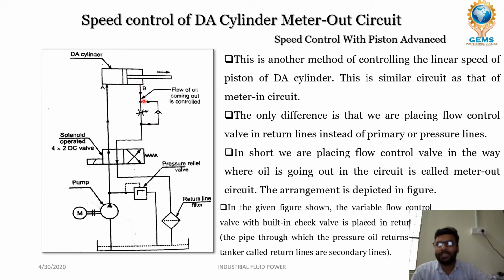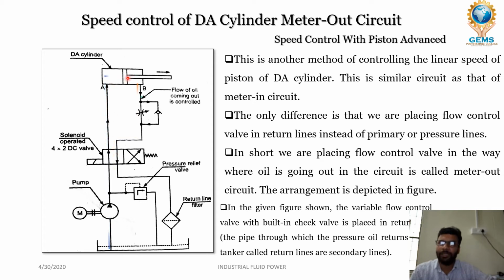In the meter out circuit, when the oil is coming out, that return oil is controlled. So this is called the meter out circuit. It means the oil coming out from the piston is controlled. In the given figure, this variable flow control valve with a check valve is placed in the return fluid line. Let's see the animation of the speed control of a double acting cylinder with a meter out circuit.